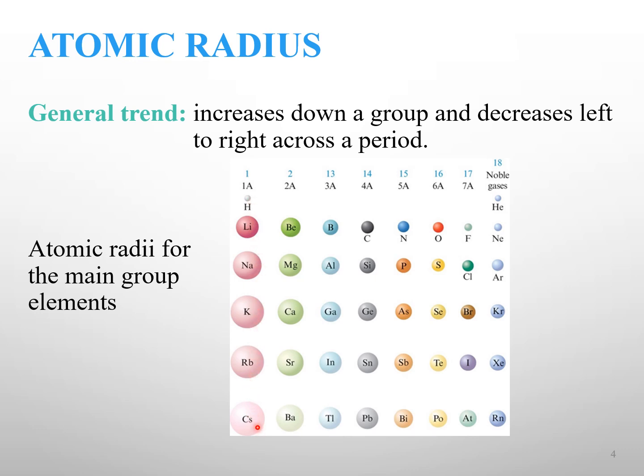Orbitals are getting bigger. But as you go from the left to the right across a period, you stay in the same level of electrons, but you have more and more protons as you go to the right. And protons will pull the electrons closer, resulting in a smaller atomic radius.